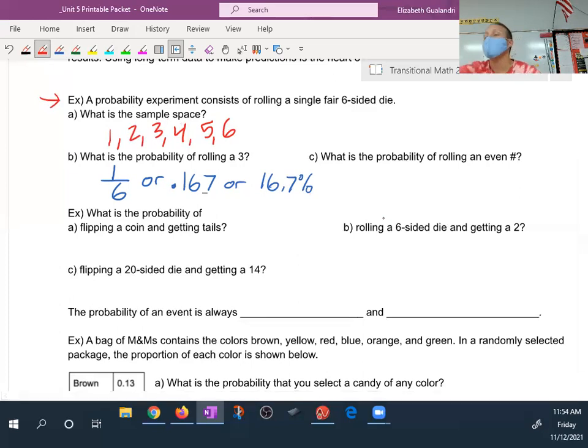It'd be 50%. Think about this. The event is an even number. What are the even numbers on here? Well, 2, 4, and 6, right? Okay, so we've got 2, 4, and 6 are our even numbers. So how many things are in the event?